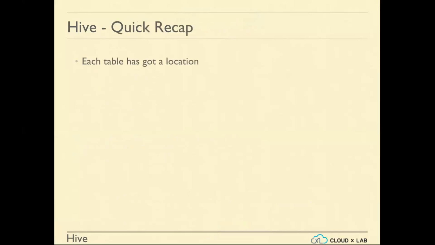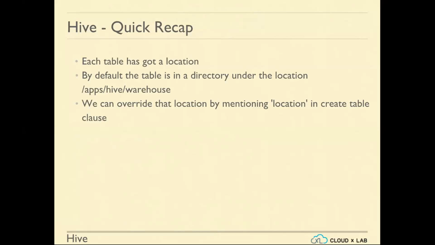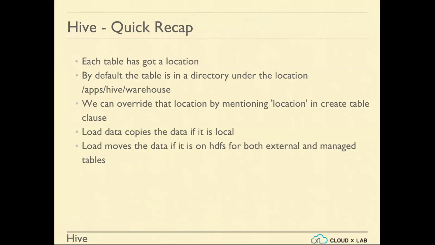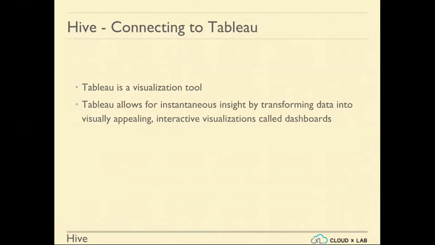So again, what we have understood is that in Hive, each table has a location. By default, the table is in a directory under this location. We can override the location by mentioning location in the create table clause. Load data copies the data if it's local. Load data moves the data from HDFS, your source directory, to the final one. Dropping a managed table deletes the data at the location. Dropping an external table does not delete the data at the location. The metadata is stored in the relational database at the Hive metastore.